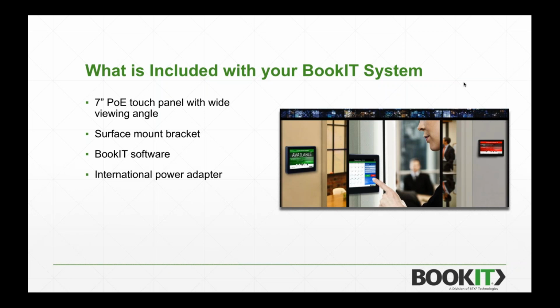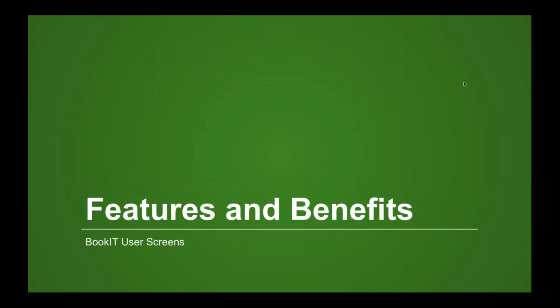When you purchase a Booket system, you get our 7-inch PoE touch panel with wide-angle viewing, a surface mount bracket, the Booket software, and an international power adapter in the event that you don't have PoE available to the site.